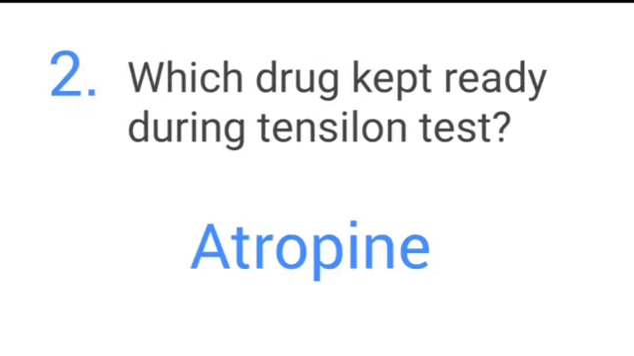Which drug kept ready during tensilon test? Atropine.